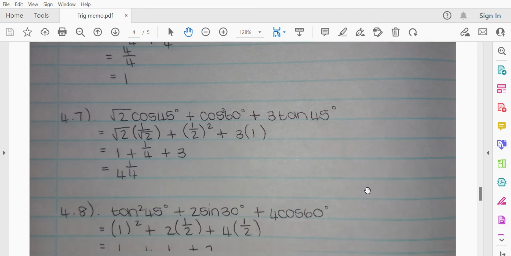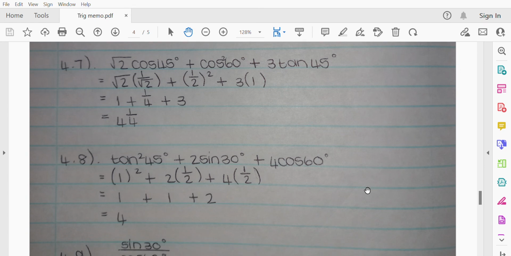Okay, 4.7 en 8. Kyk gou daar. Hier sal jy sien dat daai wortel 2 maal met 1 op wortel 2, that just gave me 1. And then the half squared gave me 1 over 4, en 3 maal 1 geef my 3. En nou het ek dit net weer gaan by mekaar tel, né?